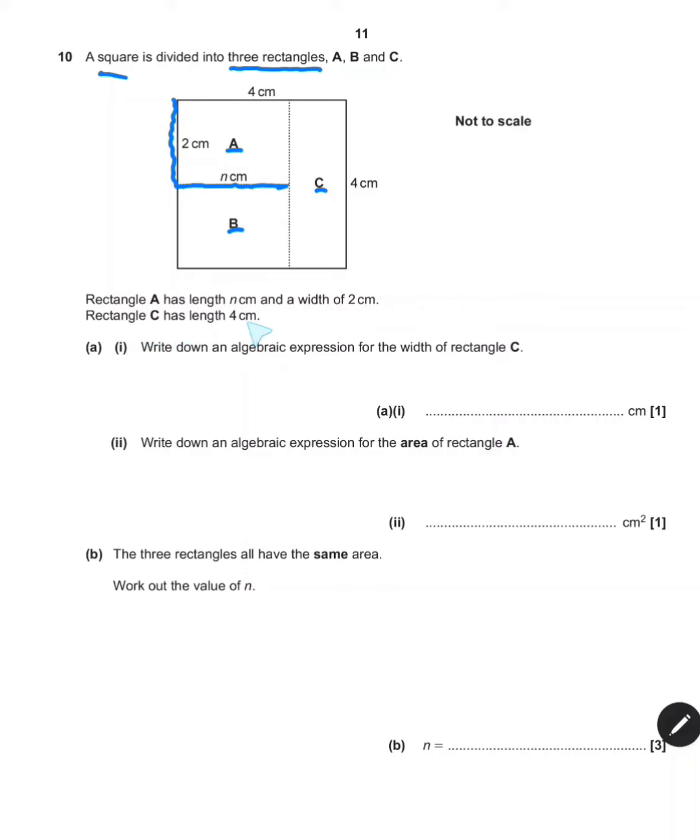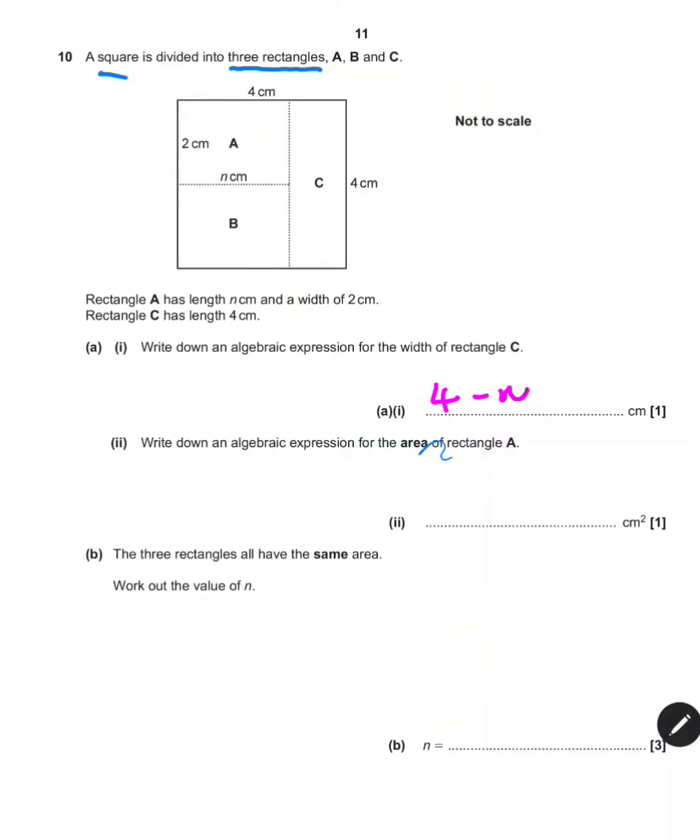Rectangle C has a length of 4 centimetres. That's this one. And we're asked for an algebraic expression for the width of rectangle C. So what we're actually looking for is this measurement. Well, if the whole measurement is 4 and this part is n from the width of A, then this pink bit must be the whole thing 4 subtract n. The whole thing is 4, take away the n, you're left with this bit.